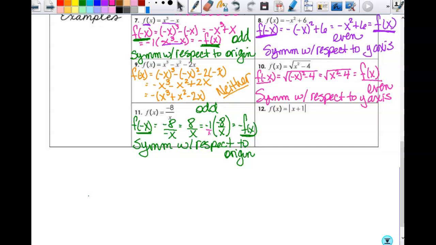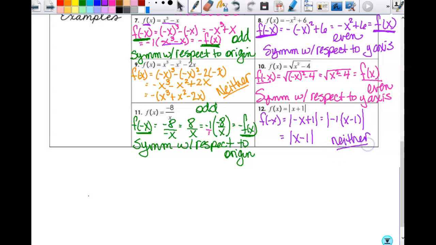All right, so let's talk about number 12 then. On 12, I need f of negative x. That's equal to the absolute value of negative x plus 1. So if I factor out a negative 1 inside of here, I get x minus 1, then I can take the absolute value of that negative, but that still leaves me with the absolute value of x minus 1. No matter what I do with that, it's not going to work, and so it's neither.